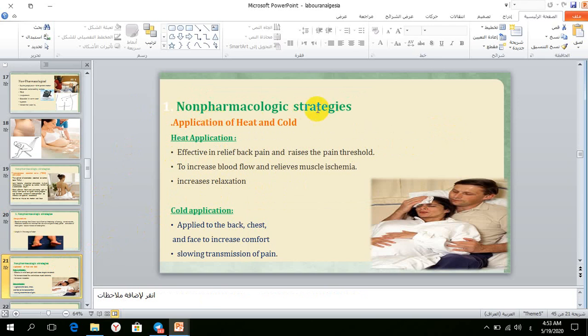Other non-pharmacological strategies: application of heat and cold. They use cold sponge or heat sponge. Heat application is effective in relieving back pain and raises the pain threshold, increases blood flow and relieves muscle ischemia, increases relaxation. قسم يستعملون مكمدات، قسم يستعملون أكياس المي الدافئة أو المي الحار. Cold application applied to the back, chest and face to increase comfort, slowing transmission of pain.